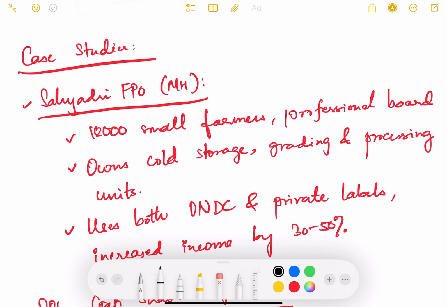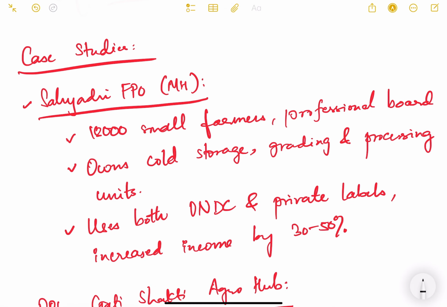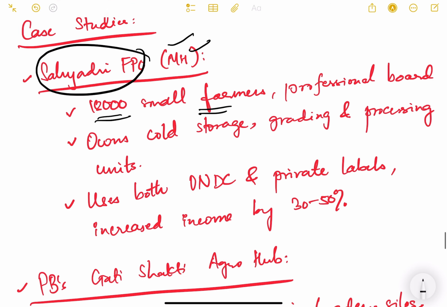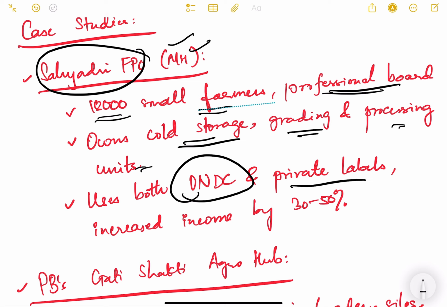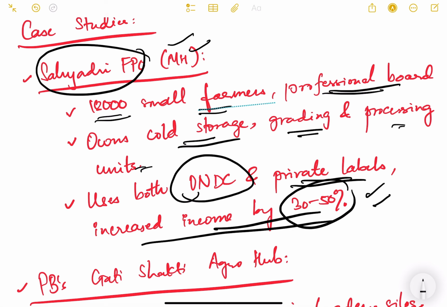Now let us also look at some of the case studies which are successful in our country. One is the Sahyadri FPO of Maharashtra. Almost 18,000 small farmers have been onboarded. Professionals have been onboarded also, and the farmer producer organization is formed. It owns cold storage, grading and processing units. It uses both ONDC and private labels. Increased income by 30 to 50% for every farmer. So see, this is a success story.